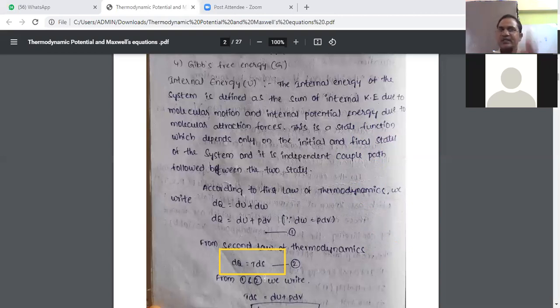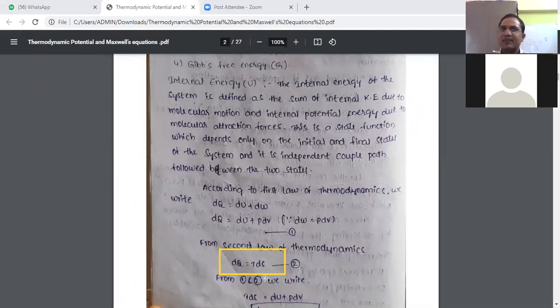When dq energy is given to the system, what happens? The molecules receive that thermal energy. The molecular random motion increases. Entropy is nothing but the measure of randomness of the system. When the molecules' randomness increases, we say that entropy is increasing. If the molecular random motion decreases, we say that the entropy decreased.